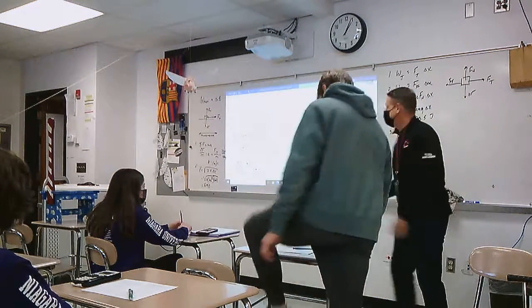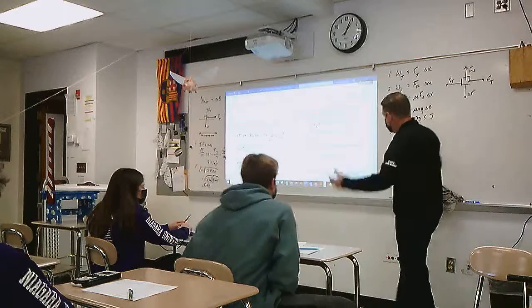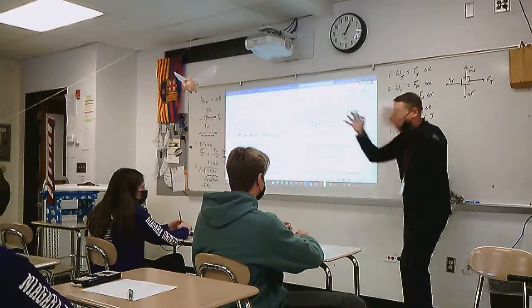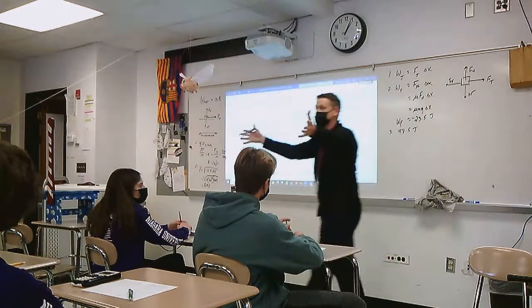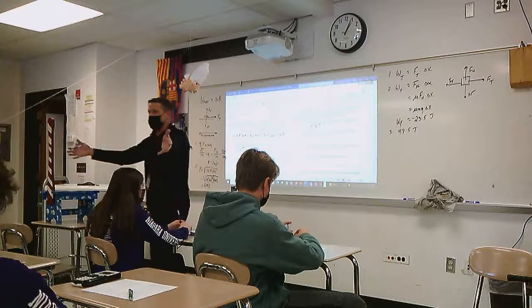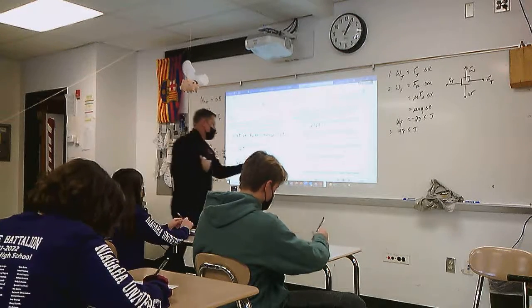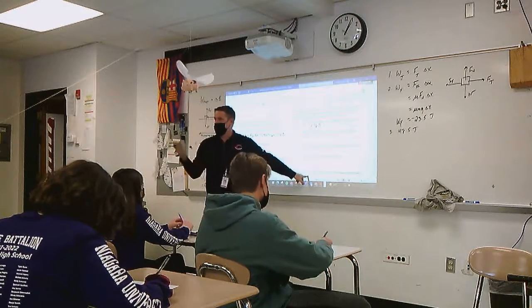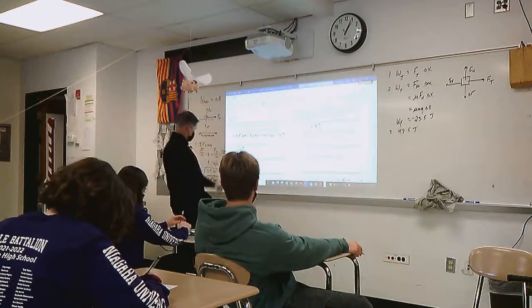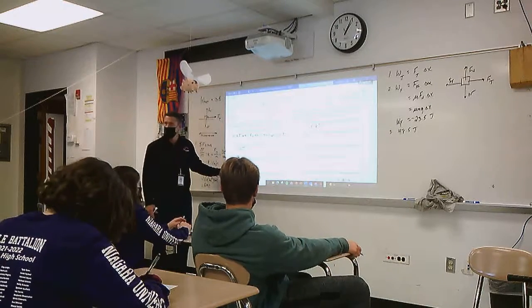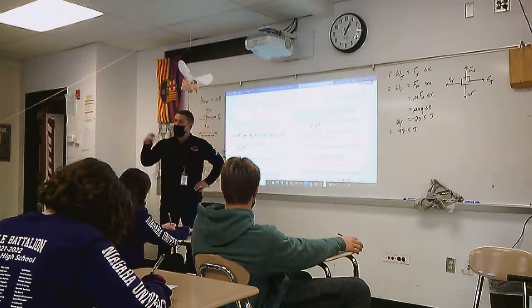How much kinetic energy does the box gain? Well, the net work is 48.5. Guess what? The amount of kinetic energy gained is 48.5. How do we figure out the speed after it's pushed 6 meters? Right here, right?